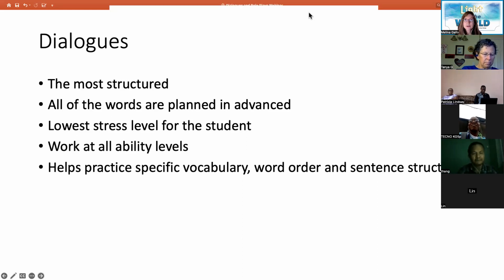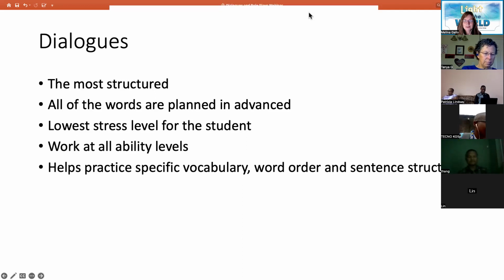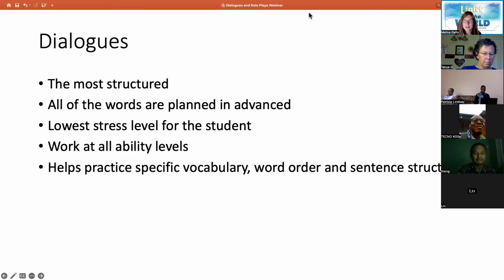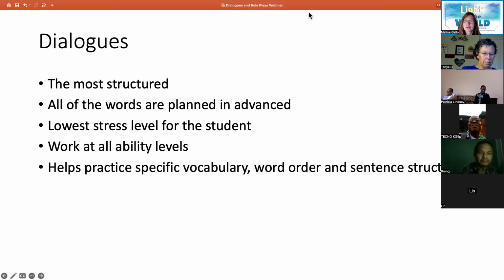And these are the most structured way to begin practicing conversation, because all the words are planned out in advance and they're written down. So the students know exactly what to say. They don't have to worry about finding the right words. They just have to read or repeat what is on the dialogue in front of them. So these are great because they're low stress.